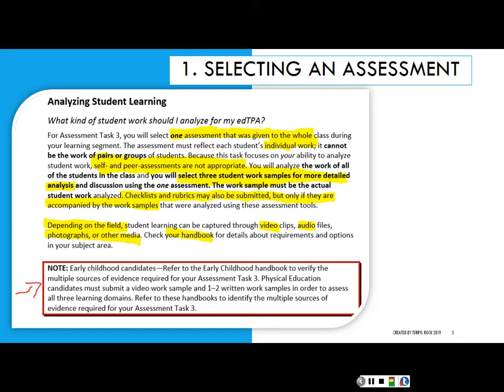All right, so you can use video clips, audio files, photographs, and other media. Probably not photographs for you all. Photographs is mainly for art, visual arts. Your handbook gives you the details you need. So in your handbook right now, I want you to go to your evidence chart for task 3. It should be in the front of your notebook.